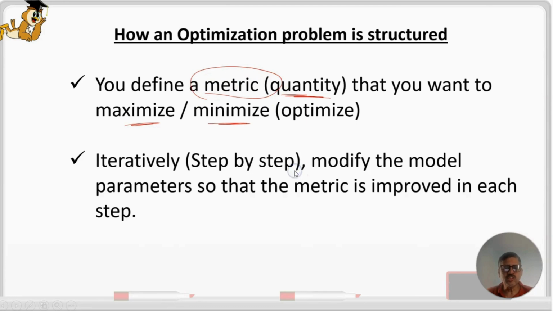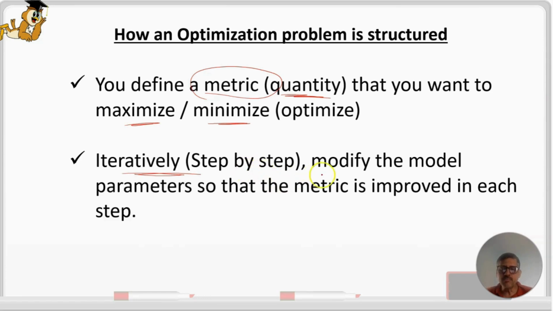Then, once you have defined this metric, you iteratively, meaning step by step, modify the model parameters so that the metric is improved in each step. So now let me explain this. Okay, so you understand what iteratively means. You're not going to arrive at the final answer in one step. You're going to go step by step, repeating the same thing over and over again. That's what's meant by iteratively.